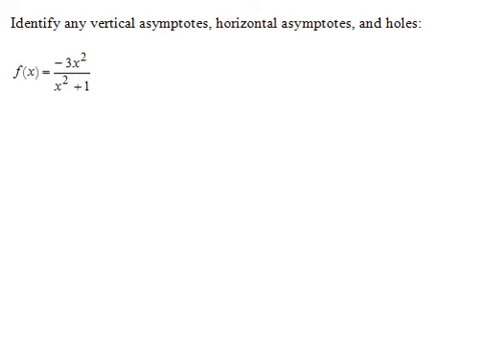Identify any vertical asymptotes, horizontal asymptotes, and holes for the function f of x equal negative 3x squared over x squared plus 1. Well, to find vertical asymptotes, we look for places where the denominator is 0 but the numerator is not. x squared plus 1 is never 0.